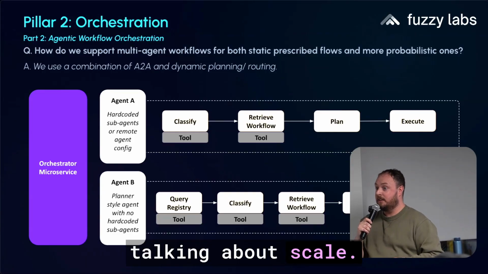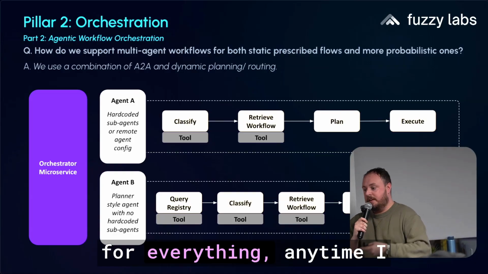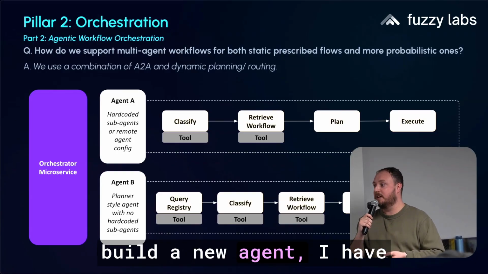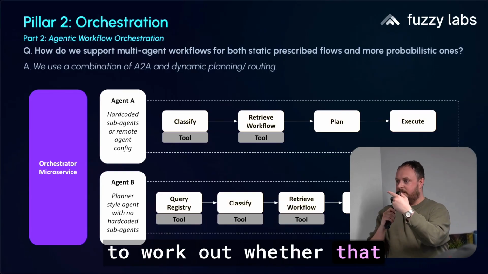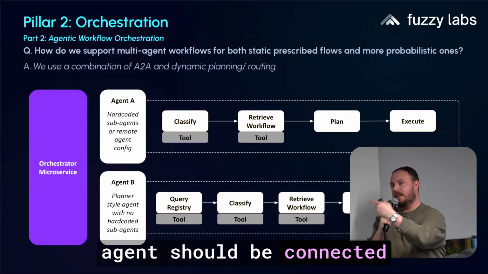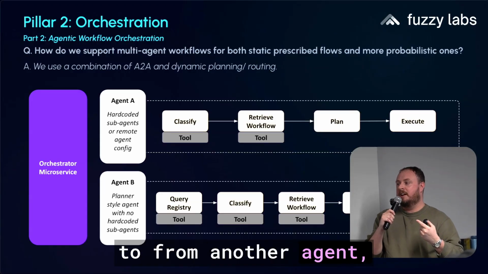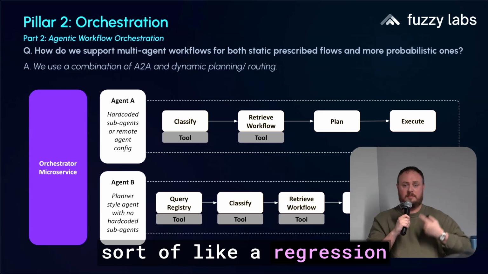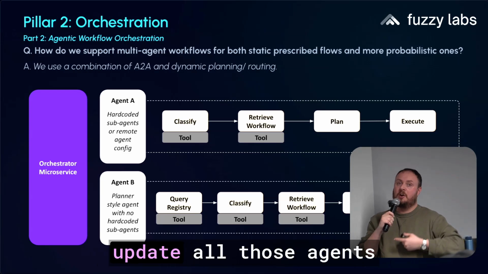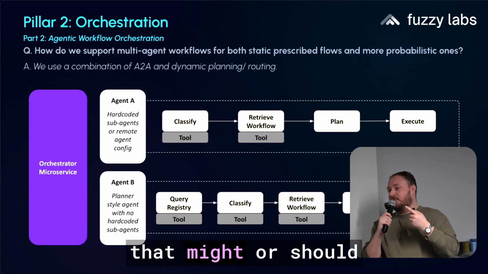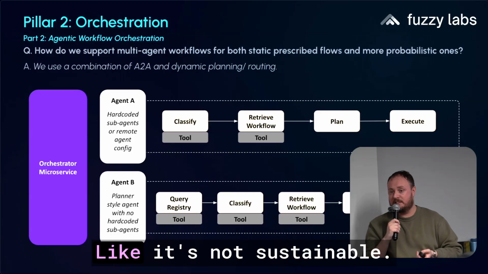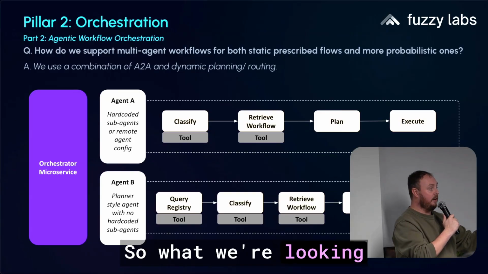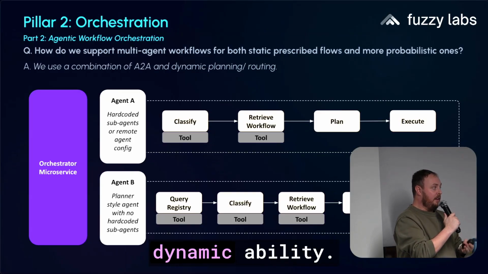So again, we're talking about scale. If I follow that method for everything, anytime I build a new agent, I have to work out whether that agent should be connected to from another agent, and then I end up in a regression, endless loop of having to update all those agents that might or should talk to the new agent. It's not sustainable.